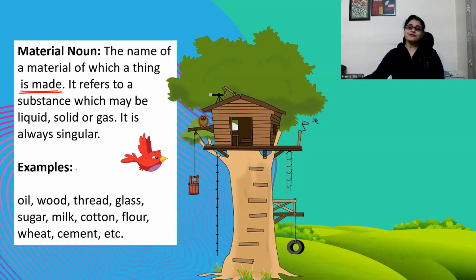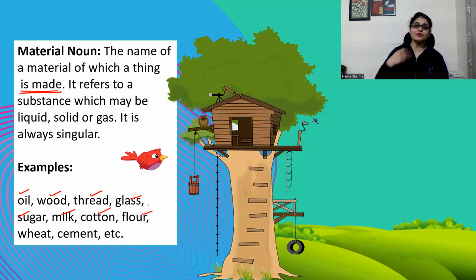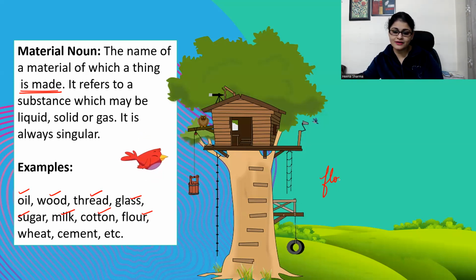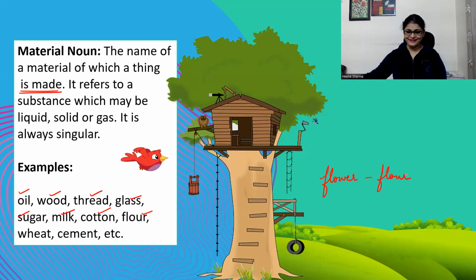All right. So there are a few examples of material noun: oil, wood, thread, glass, sugar, milk, cotton, flour. Now it is not flour. Let me help you with the pronunciation as well. It's not flour, it's flour. That is the reason why it is taken as homophone. It is actually a homophone because when we say a flower, this flower is also a flower. So this is a homophone. So flower is the right pronunciation.